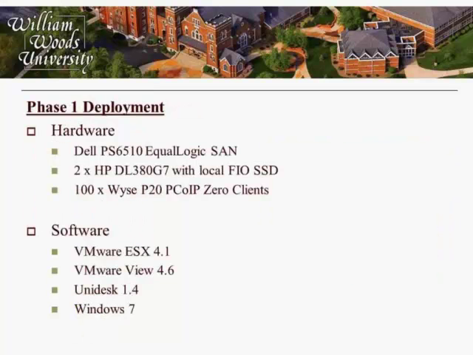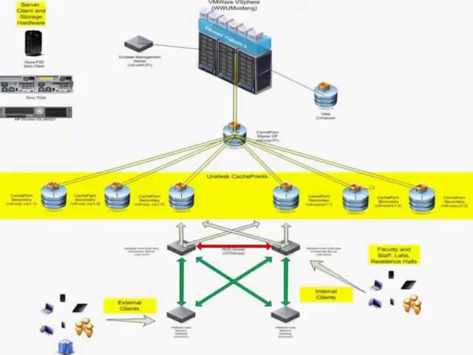Initially, we completed our Phase 1 deployment last summer. We started out on the hardware side with a Dell PS6510 EqualLogic SAN. We had two HP DL380 G7s with Fusion-io cards installed locally and about 100 Wyse P20 clients. We're a VMware shop. We're using version 4.1, VMware View 4.6, Unidesk 1.4, and Windows 7. This is kind of what our infrastructure looks like between the VMware side and the Unidesk side.